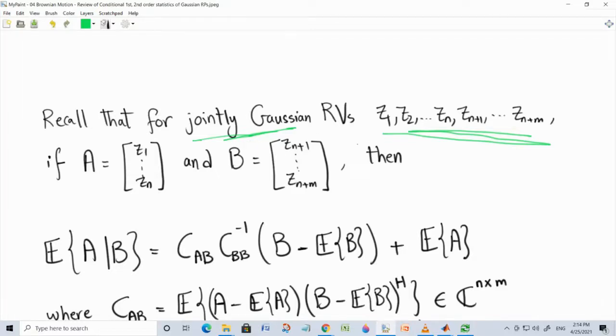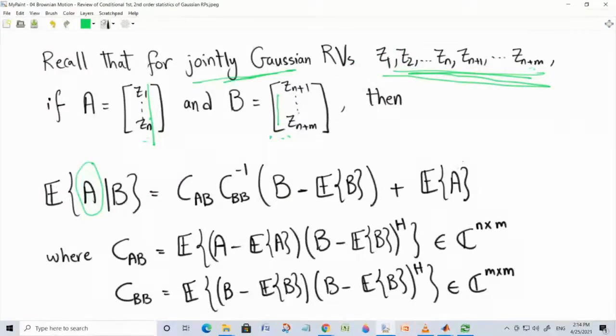Generally, if you have jointly Gaussian random variables, in our case they will be like x of t1, x of t2, and so on. For jointly Gaussian random variables Z1 up to Z(n+m), if we divide them into two vectors, one with Z1 to Zn, and the other from Z(n+1) to Z(n+m), the conditional expectation of vector A given vector B is given by this formula.